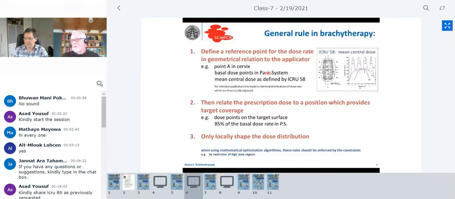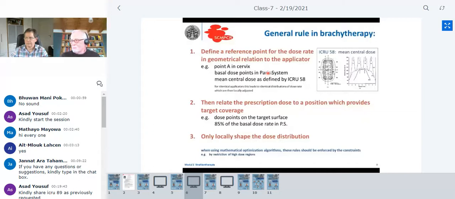Or in ICRU 58, you find recommendations to use a mean central dose, which is the mean of these dips between here at these positions. You can see it on here. Between these, where the dose rate rises this much, is where our dwell positions are, or our catheters are. And between the catheters, you will find a minimum. And the mean central dose is the average of these minimum positions here in two slices through the application.